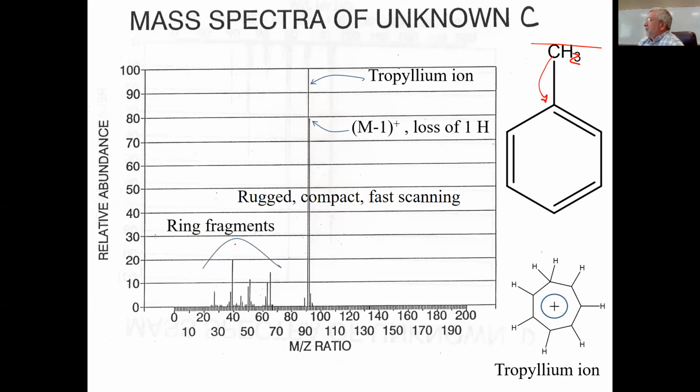And over here, these are just ring fragments. You can kind of look at it, and there might be a loss of about 12 or 13 for each of these. This is around 60, maybe 64. And this is around 52 or so. And this is 38 maybe. So these groupings are about a CH apart. And so you're starting to see pieces of the ring.